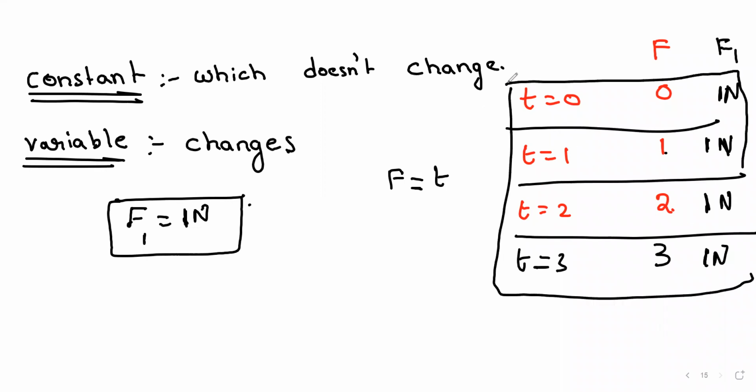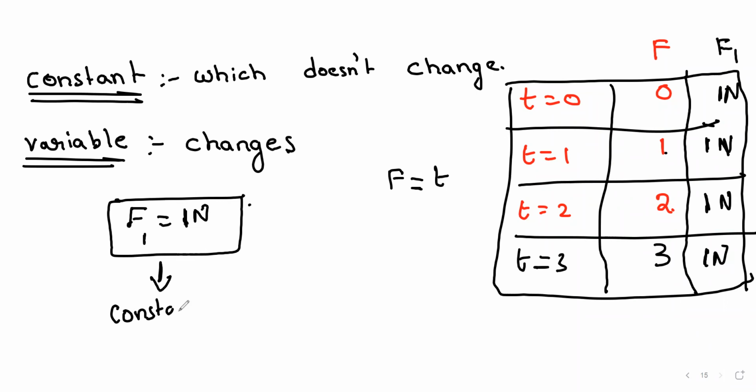Which one is changing and which one is not changing? F is changing, F1 is not. F changes and F1 is constant. So this is a constant force. F is a variable force. You can have different variable forces. Like F is equal to t is a variable force. So F is equal to t square plus t, is it variable or constant? Variable force. Wonderful.